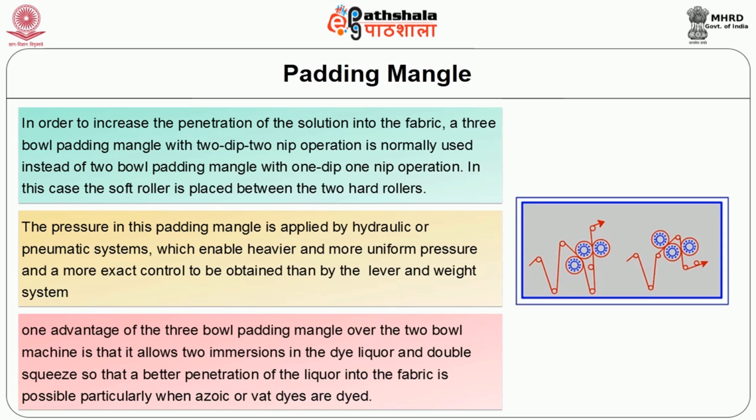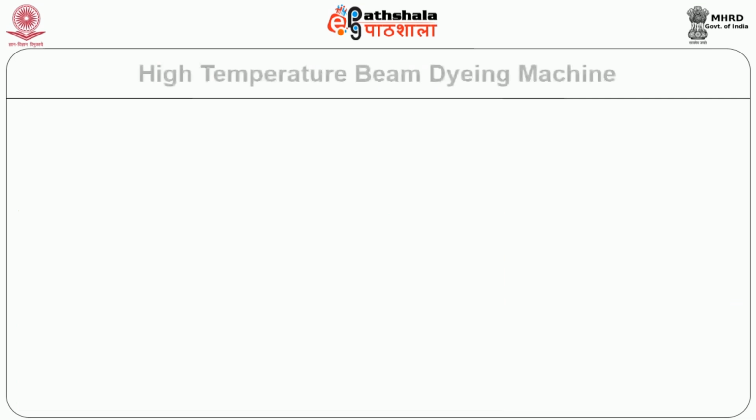One advantage of the 3-ball padding mangle over the 2-ball machine is that it allows 2 immersions in the dye liquor and double squeeze, so that a better penetration of the dye liquor into the fabric is possible, particularly when azoic or vat dyes are used.